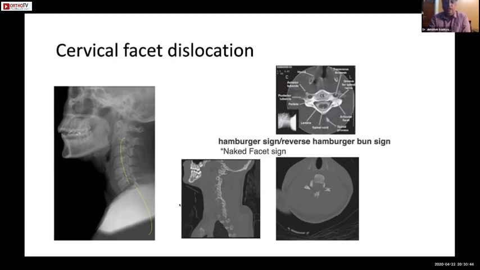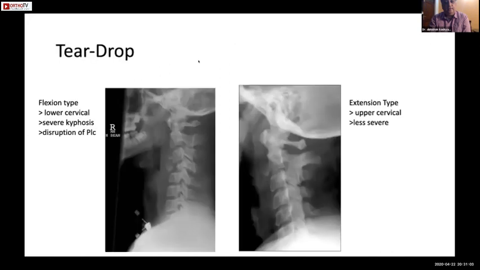This clearly shows a locked facet at C6, C7. We can also see in the axial cut, this is also known as the reverse hamburger bun sign, where you find that the bun of the burger is there and the top is missing. So it's also known as a naked facet sign.